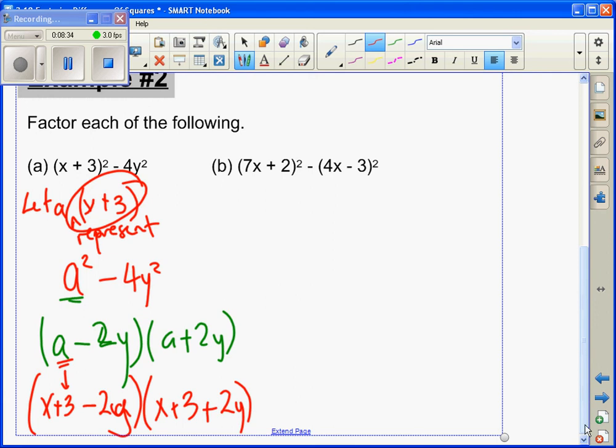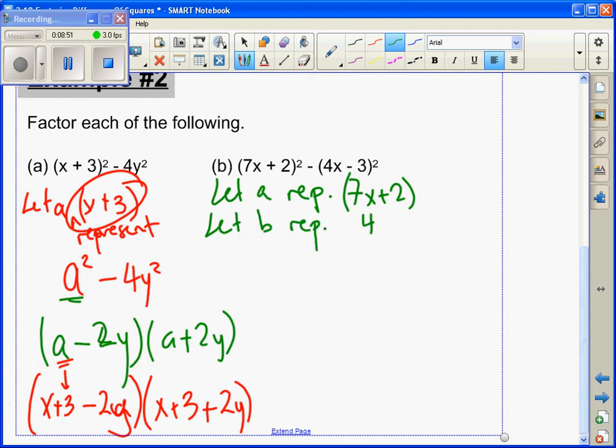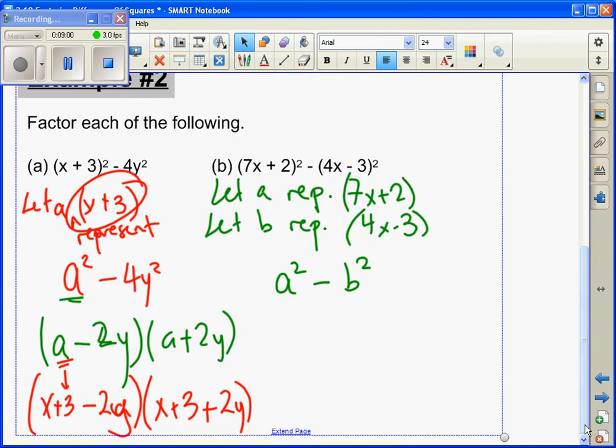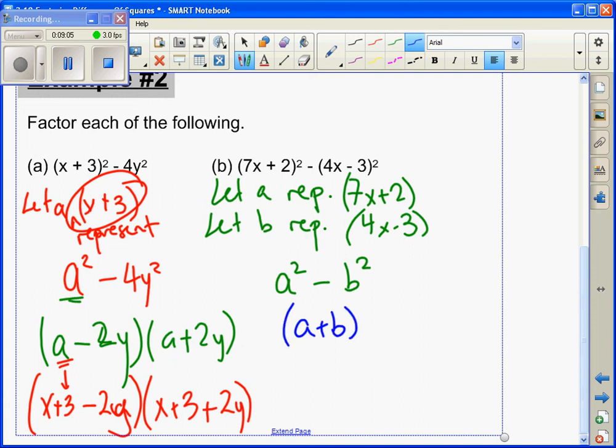Okay? So what happens with question B is we probably want to have two variables, one for that first binomial and one for that second binomial. So let's have two let statements. Let A represent 7x plus 2, and let B represent 4x minus 3. So this is very simple. If we do that substitution, we get a squared minus b squared. And we remember from the first bit of the lesson, that is a difference of squares: a plus b, a minus b.